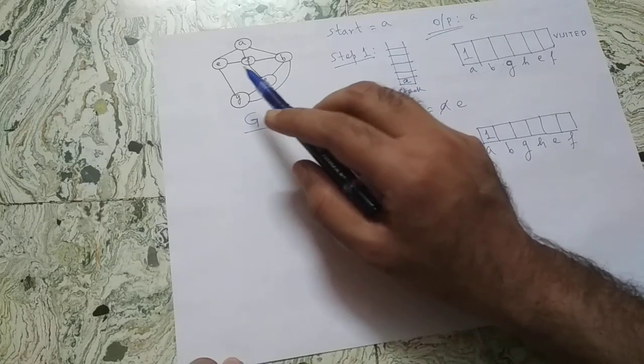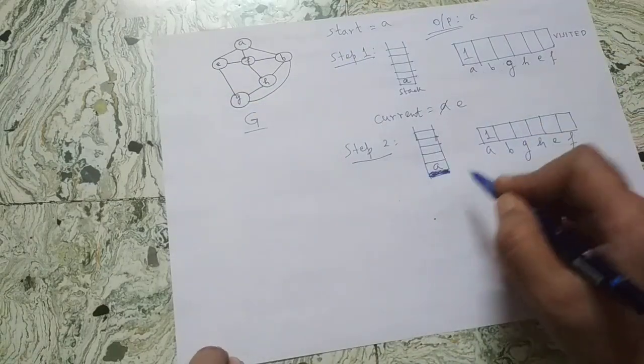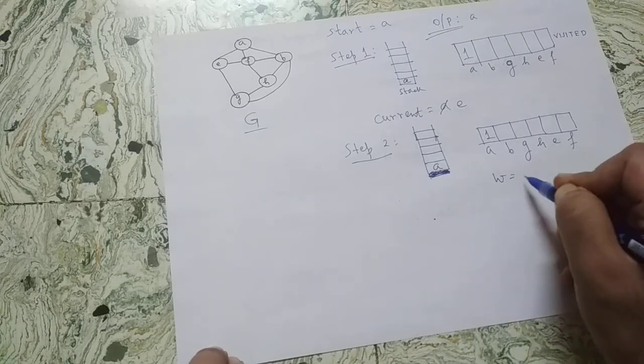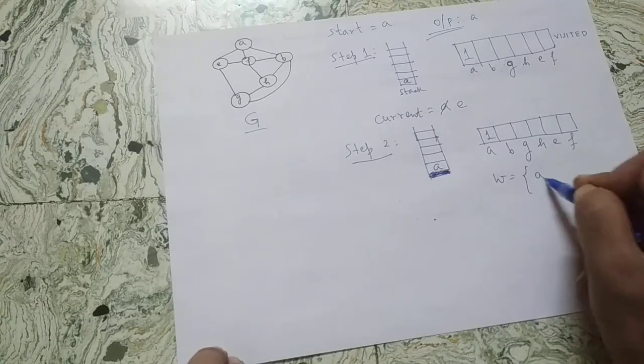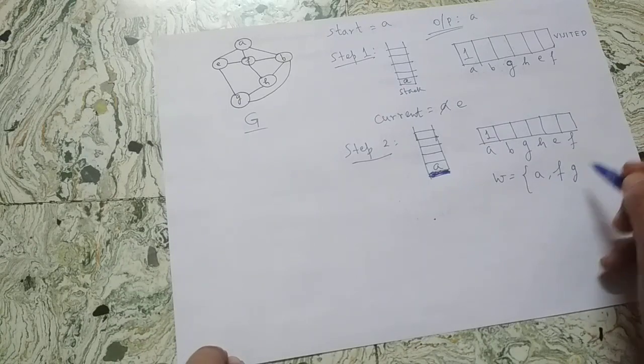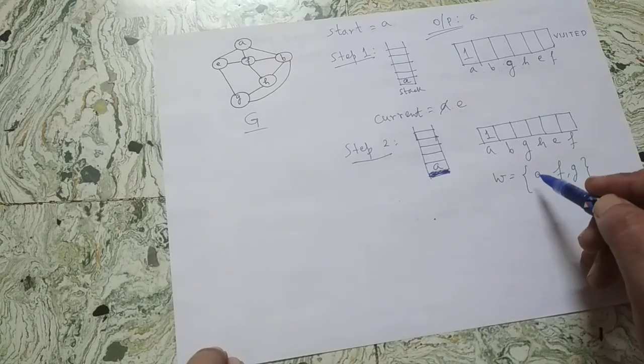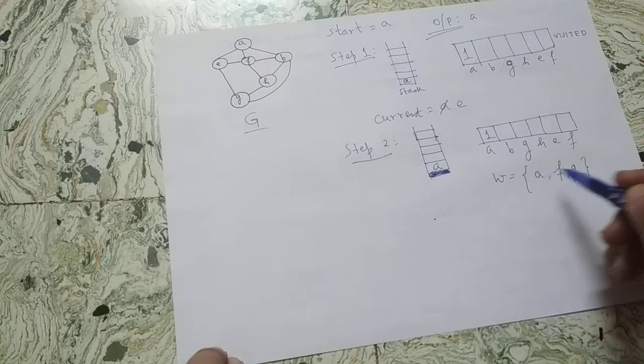What are the adjacent vertices of E? A, F, and G. Now I can show you the adjacent vertices every time. So it's now A, F, and G. These are the adjacent vertices of my current vertex E. What will I do? I'll see which of these vertices has not been visited.